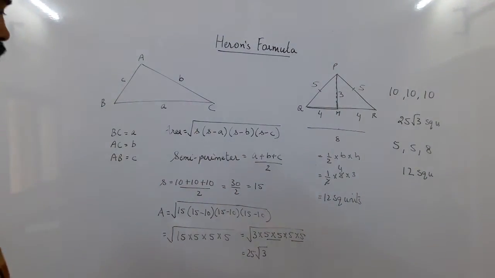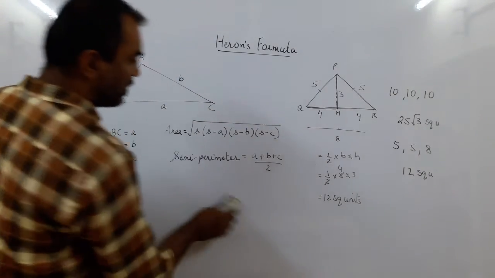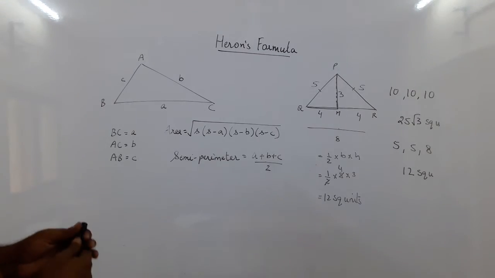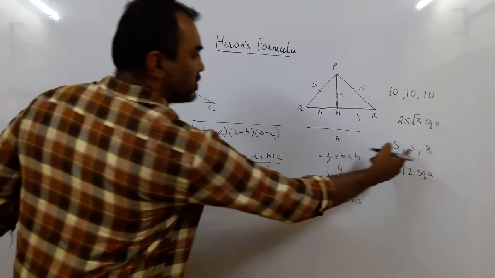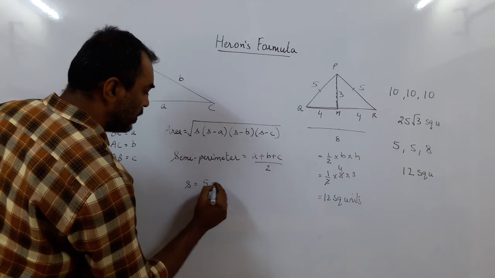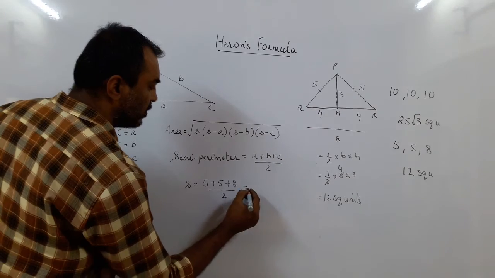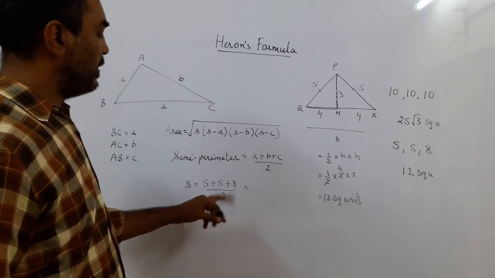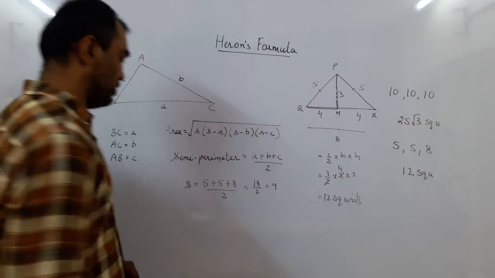Now let us verify for the isosceles triangle. So for the isosceles triangle, what is the semi-perimeter? 5 plus 5 plus 8 upon 2. 5 plus 5 is 10, 10 plus 8 is 18. So 18 upon 2 gives us 9.